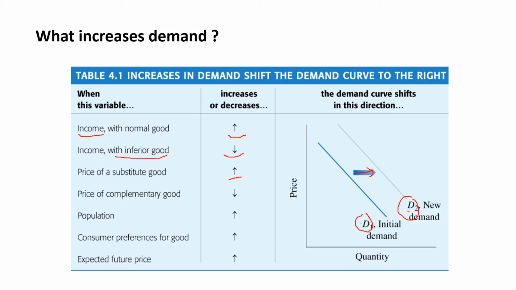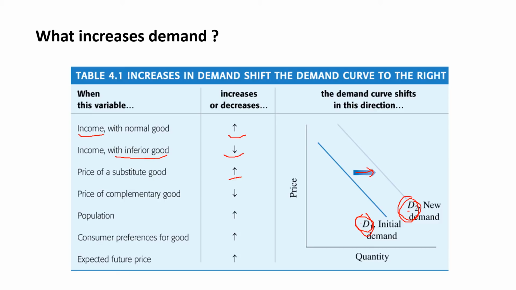Again, if the price of the complementary product or goods decreases, imagine over here the price of printers decreases, what will happen? That means the demand for ink will increase, so it will move from D1 again to D2. It will shift the demand curve to the right.